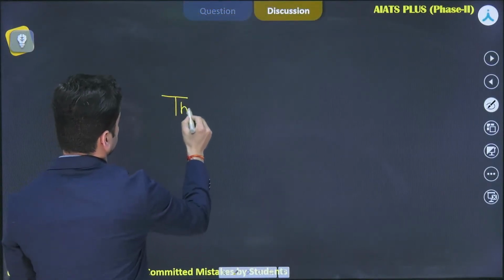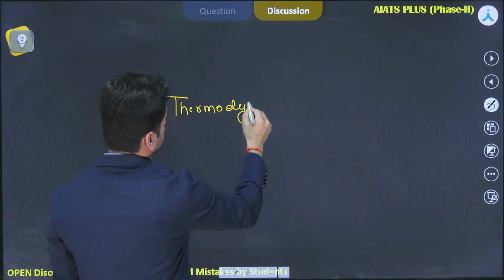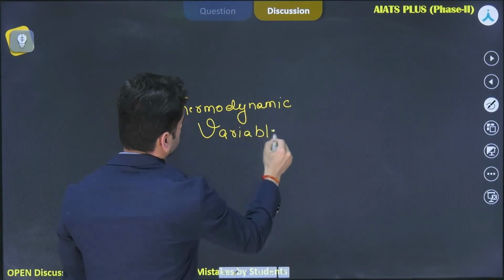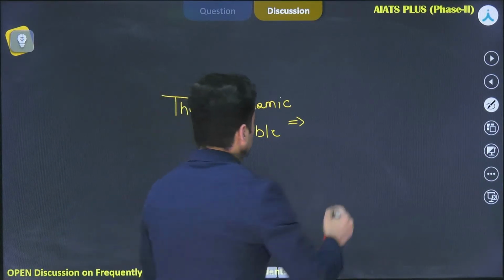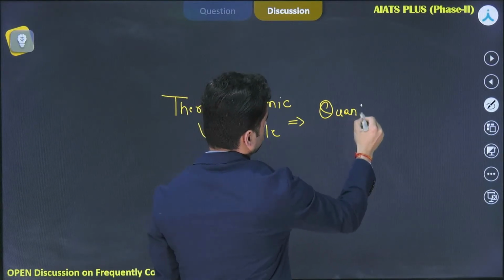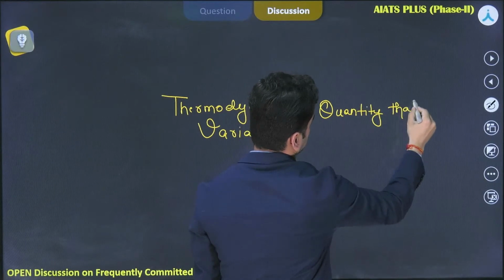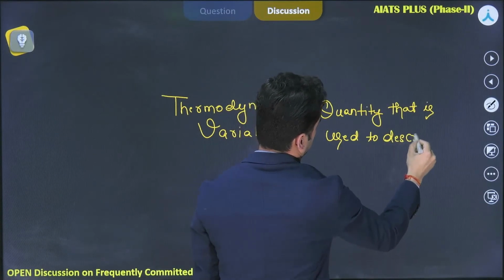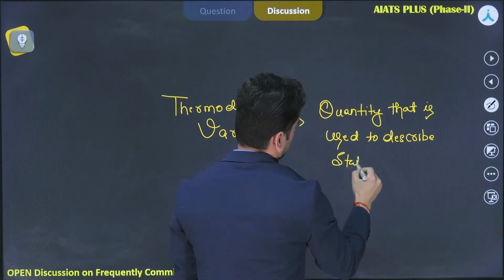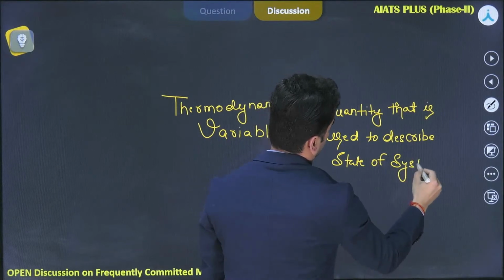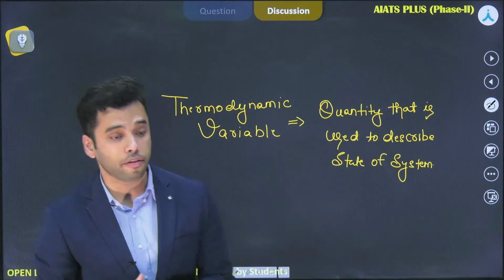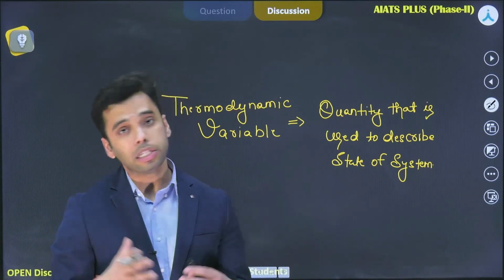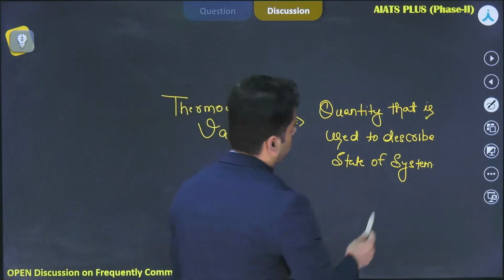I have written the definition of thermodynamic variable right in front of you. It says that a thermodynamic variable can be defined as the quantities that are used to describe the state of the system. Now the keywords over here are the state and the system.